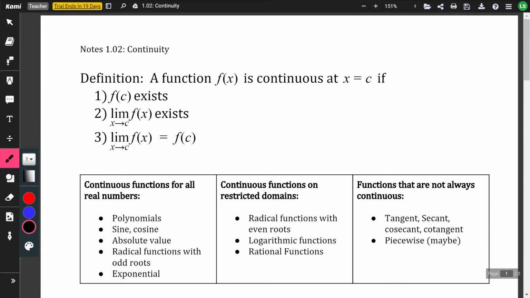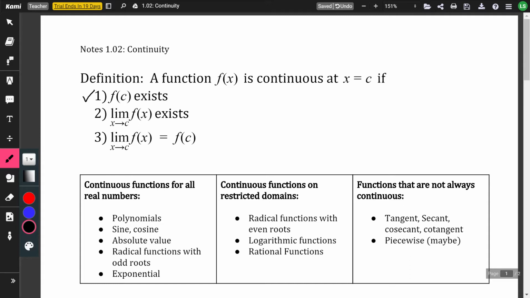The definition of continuity states that a function, f of x, is continuous at a specific value x equals c if the following three things are all true. First of all, f of c has to exist. There actually has to be a point at x equals c in order to be continuous there.